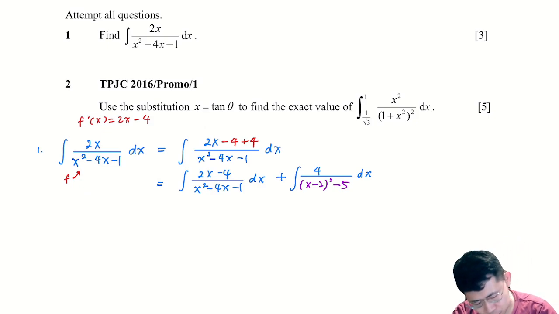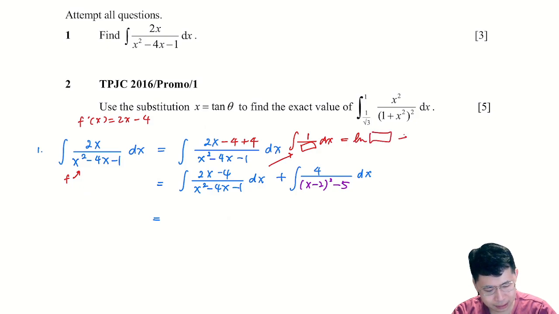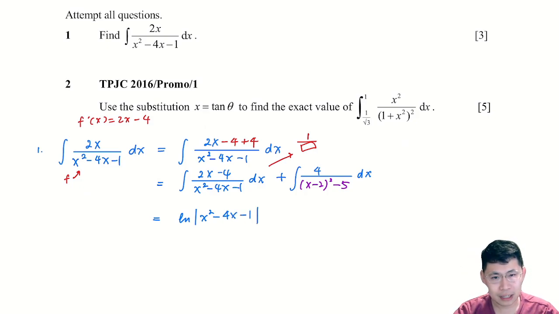The next step is we need to integrate this. How do we integrate this term? Even though it's f prime over f, the main form is actually 1 over something to the power 1. So how do we integrate 1 over something dx? It will be ln of this thing plus c. So that is the main function. My answer for this one will be ln of x squared minus 4x minus 1, with the modulus sign.